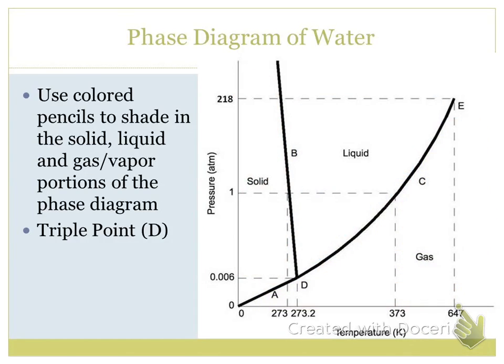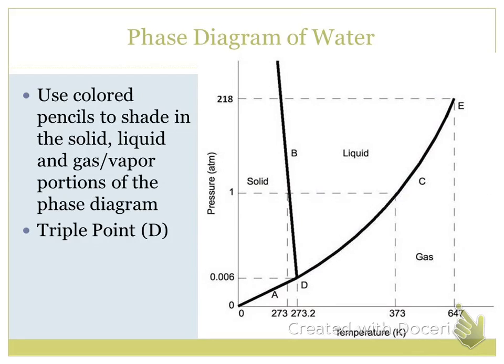So let's talk about this label. We're going to start first with letter D in the middle. Do you see that letter D? And what do you notice about D? It's right where the 2 lines line up. Yeah, it's right where, realistically, all 3 lines intersect. We call it the triple point.